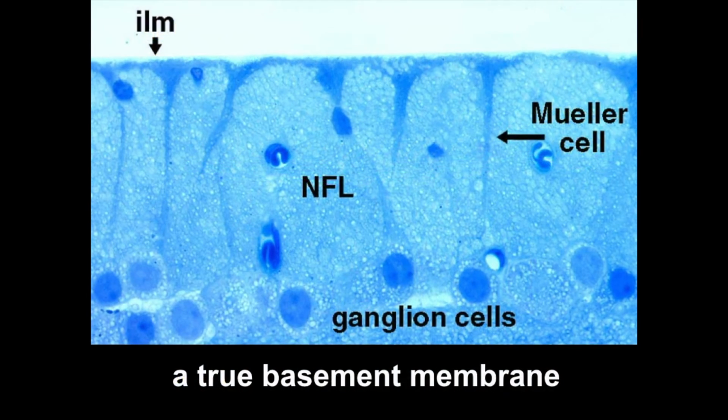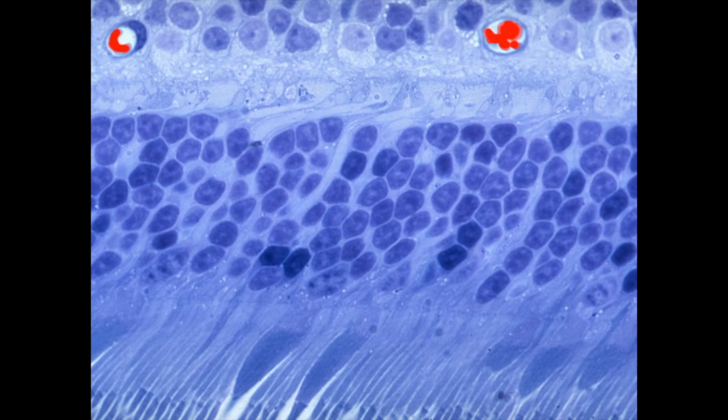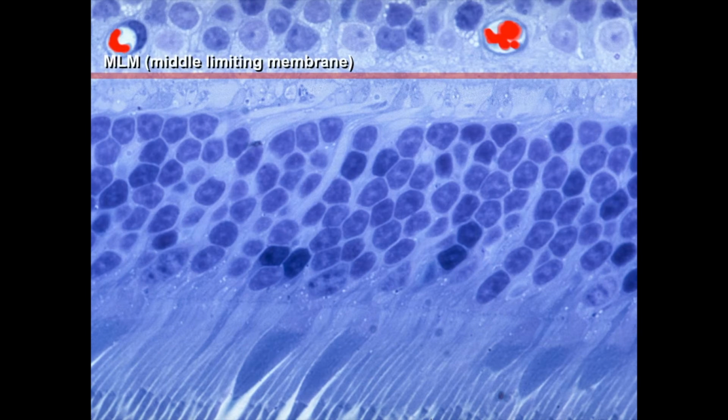In this photomicrograph, the ILM is seen as a faint blue line on the basal surfaces of the Mueller cells on the inner surface of the retina. Mueller cell processes are seen separating bundles of ganglion cell axons in the nerve fiber layer. The red line highlights the location of the linear zone of synapses in the inner part of the outer plexiform layer, called the middle limiting membrane.